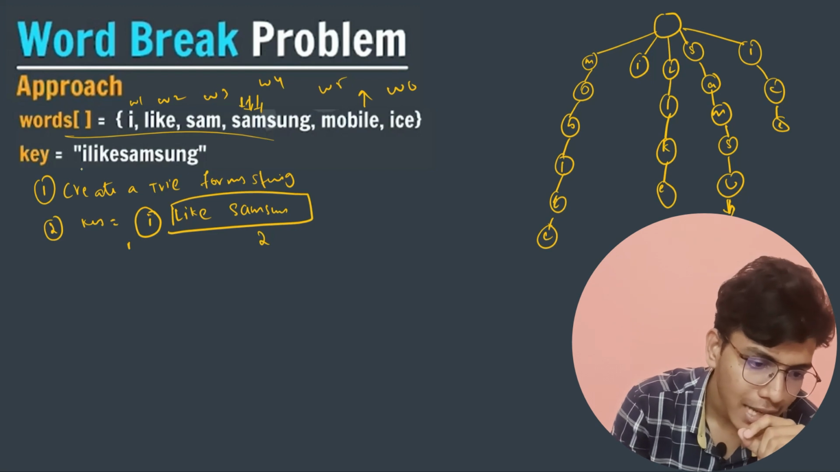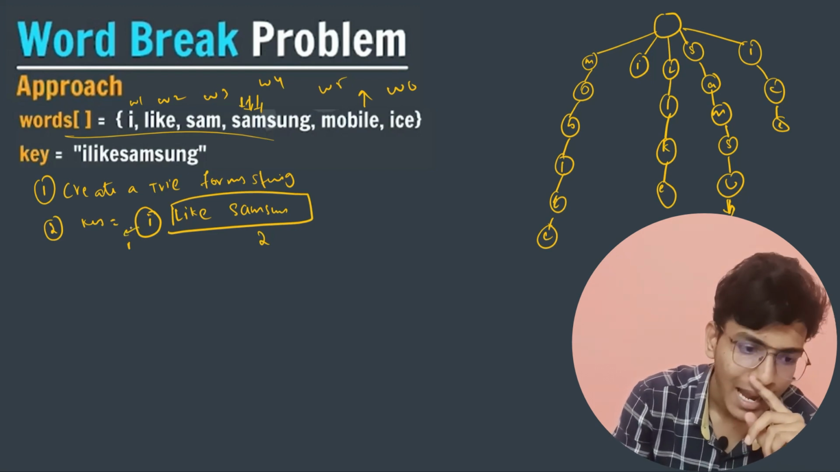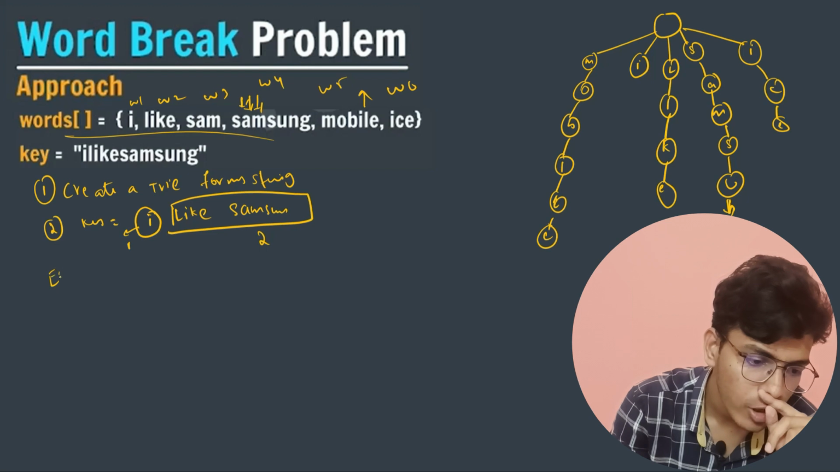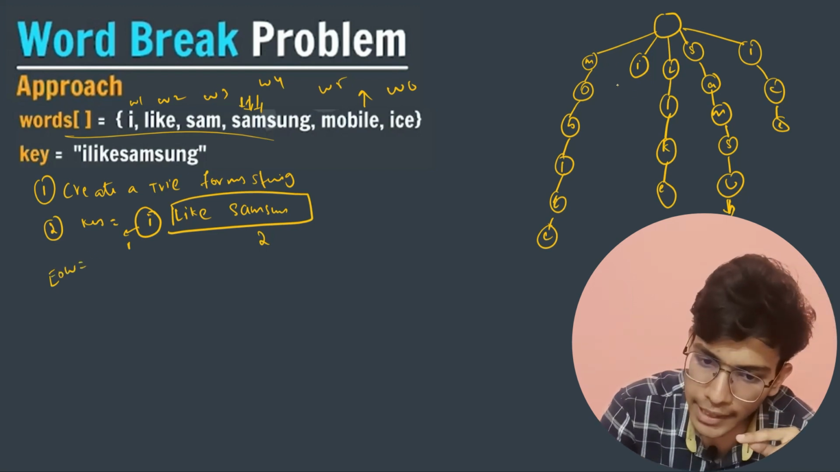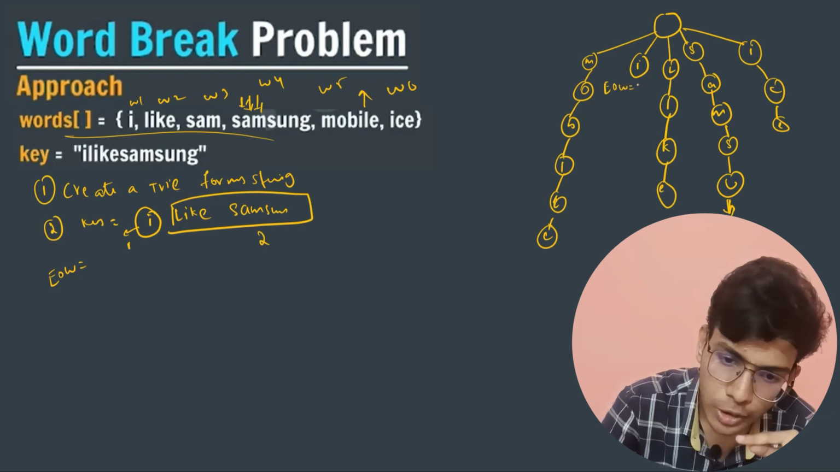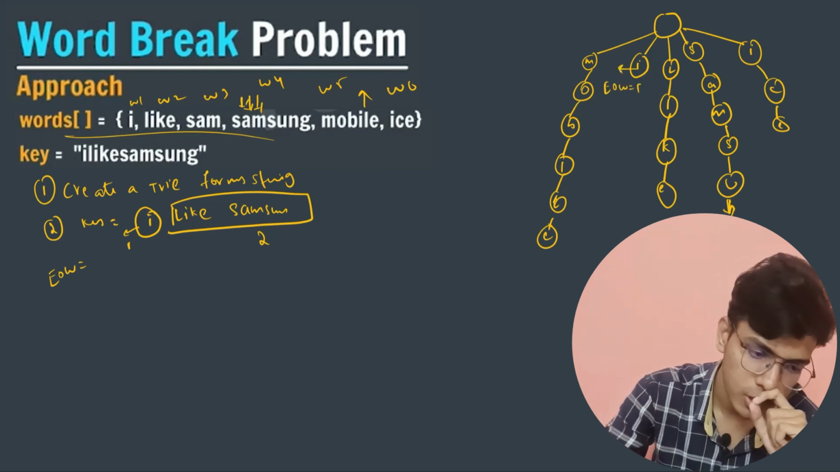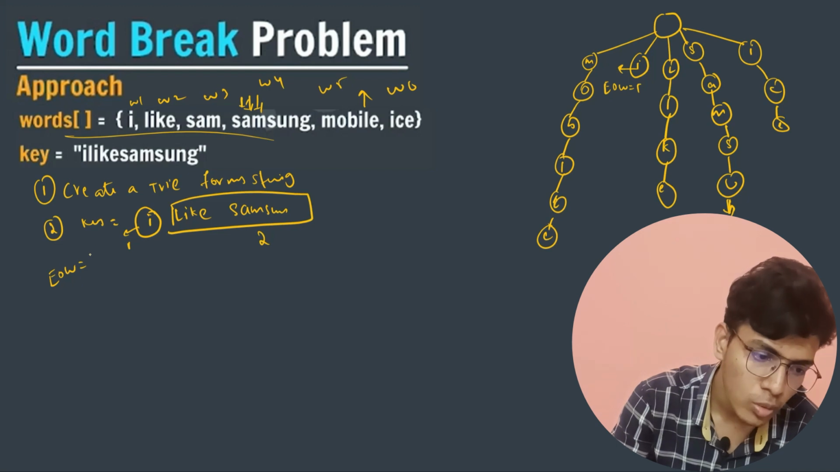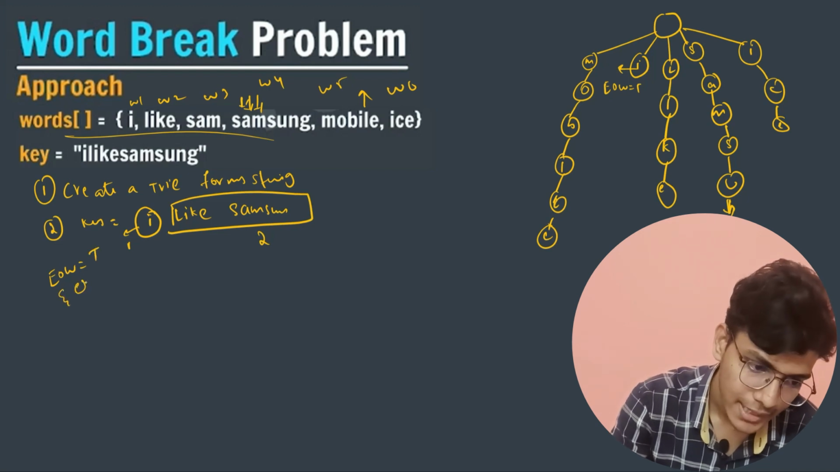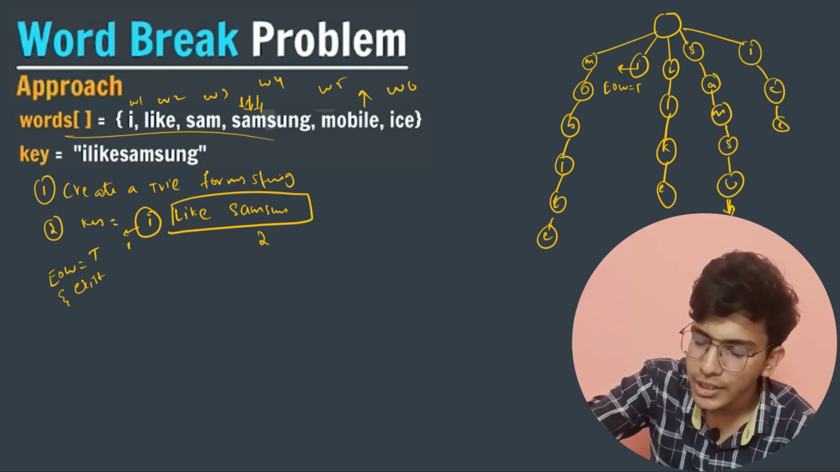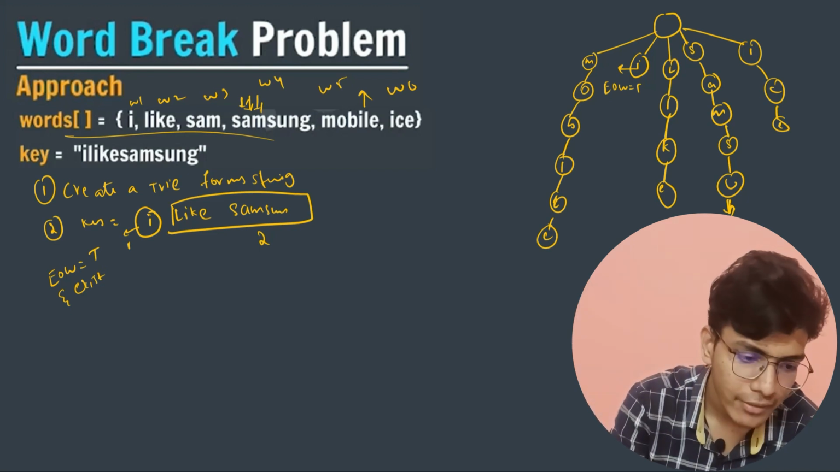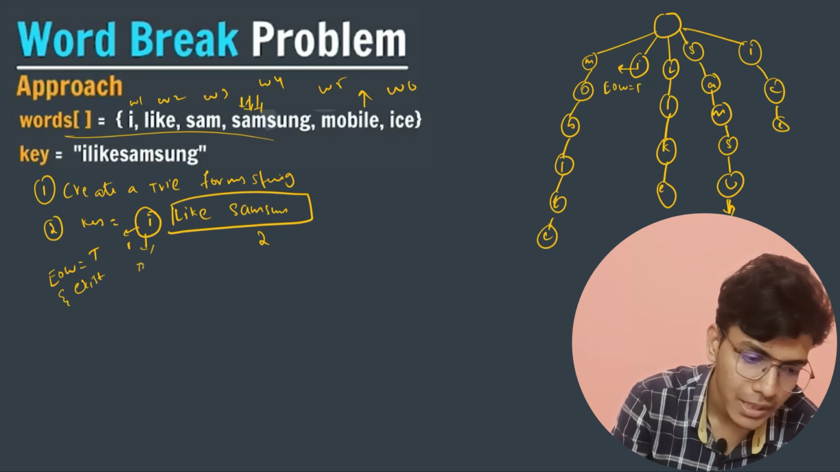Now I will check whether I exists or not, and whether end of word is true for this particular character. So you can see that here end of word is true, right? So for this I, the end of word is true. If it exists in my trie, and for that particular node end of word is true, then I will return true for this particular element.